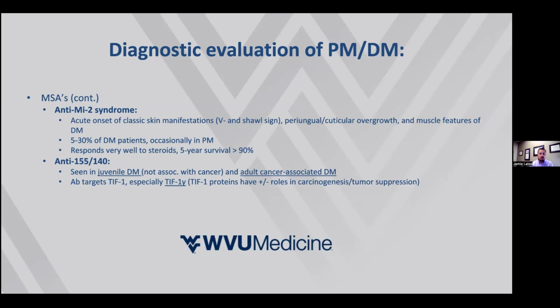And then there's the 155 or 140, which is also known as TIF1 gamma. The reason we pay attention to this one so much, particularly in our adult patients, is that it carries a significantly higher association with an underlying malignancy. That might be a malignancy that has already been discovered, but the thing we always worry about when we see patients with any inflammatory myopathy, but particularly the TIF1 gamma antibody, is where is that cancer potentially hiding? And so we have to do evaluations and screenings and verify that those aspects have been looked into.